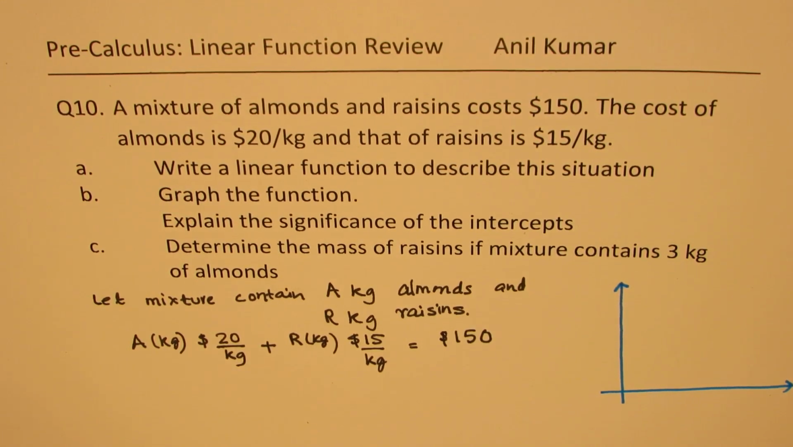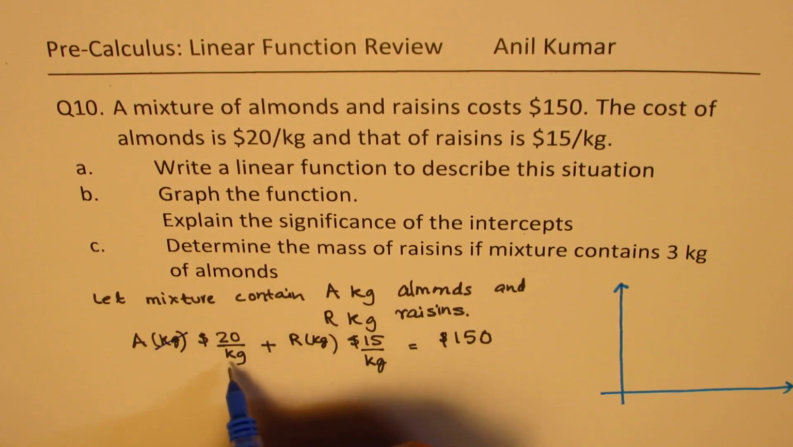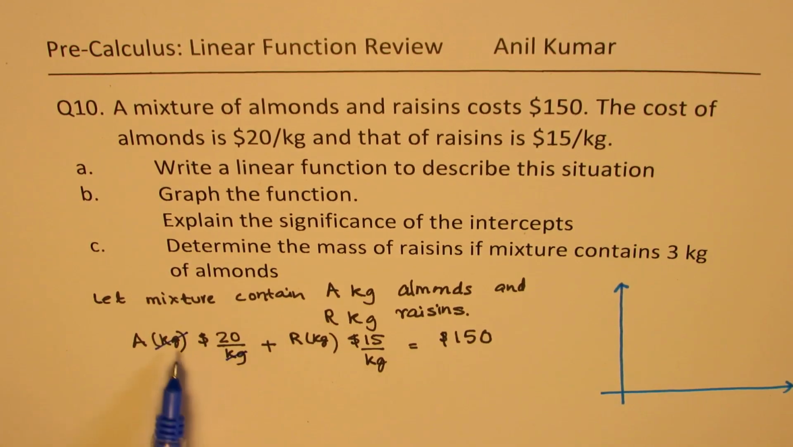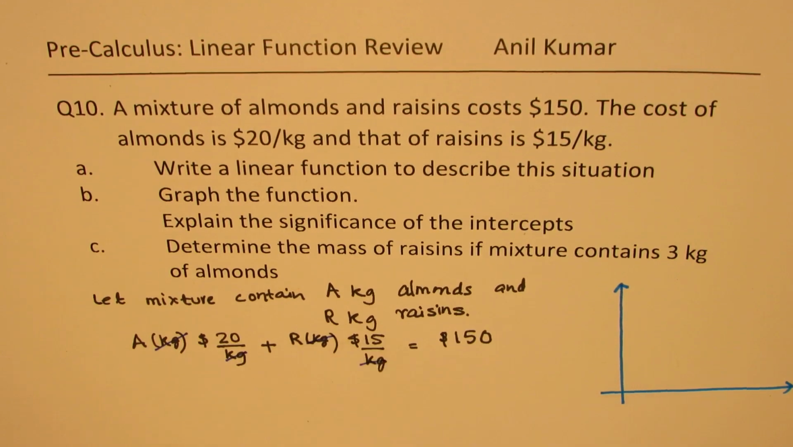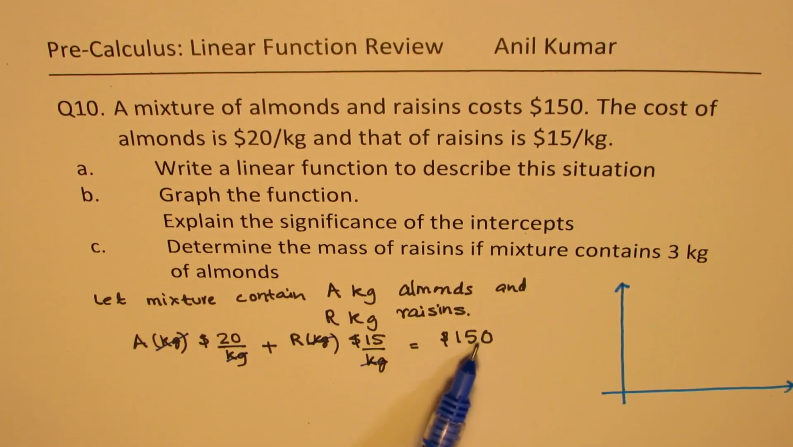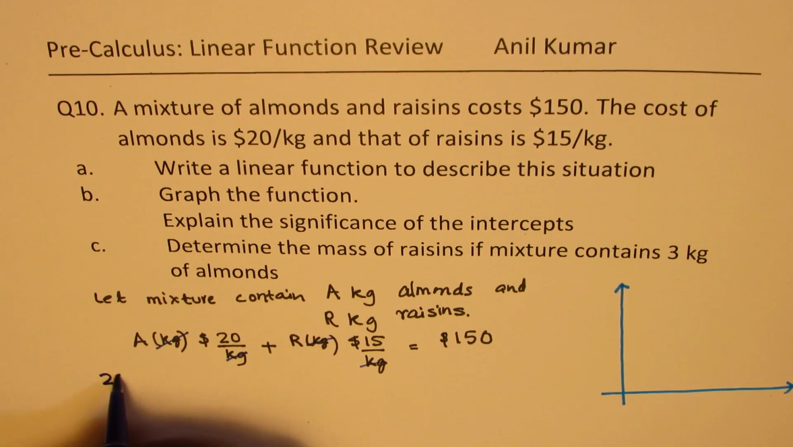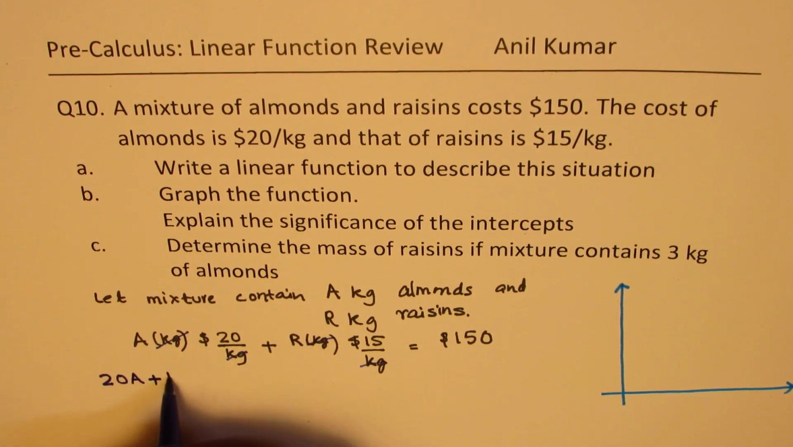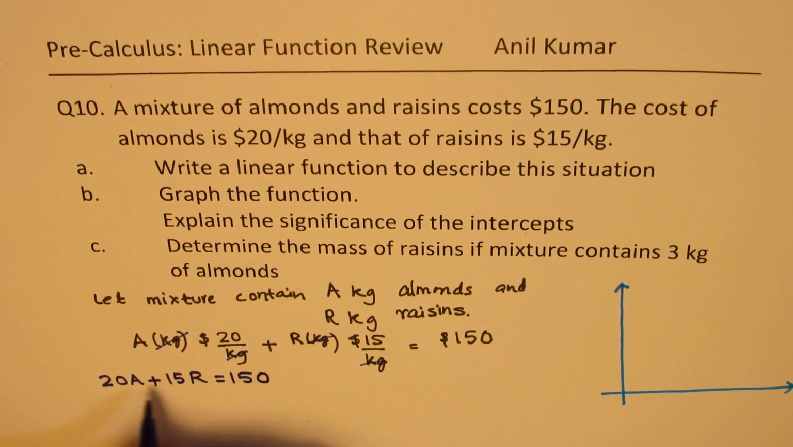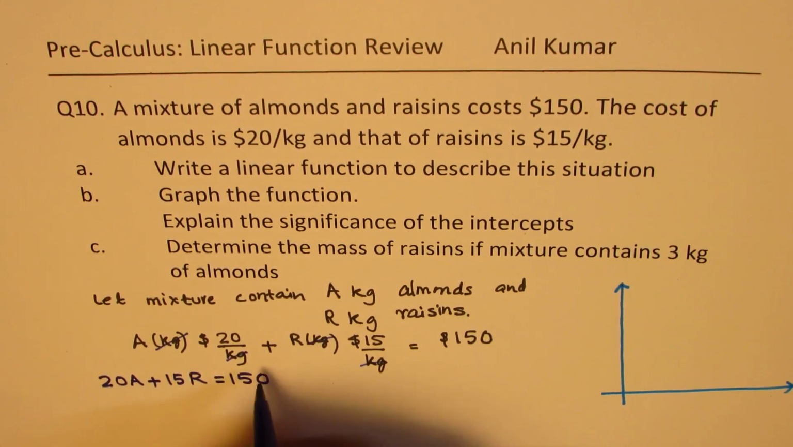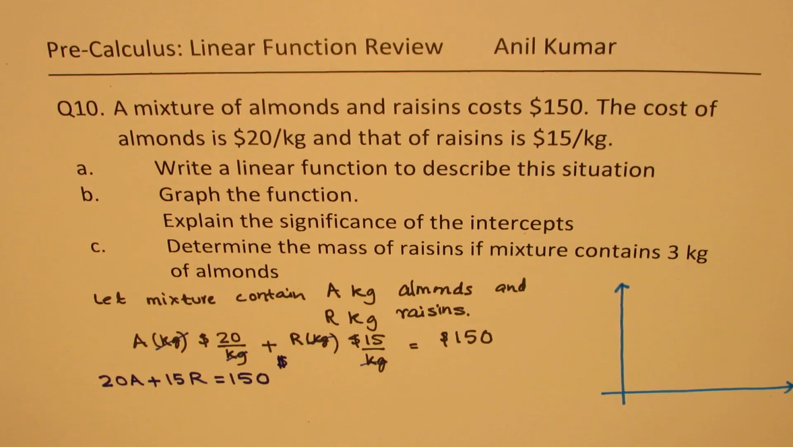It's important to understand the equation. When you multiply amount with rate, what you get is the money, so dollars. Kg cancel, so you get money in dollars, and that is what the equation is. So I could write this equation as 20A plus 15R equals 150. Everything is in dollars now. Is it clear to you?